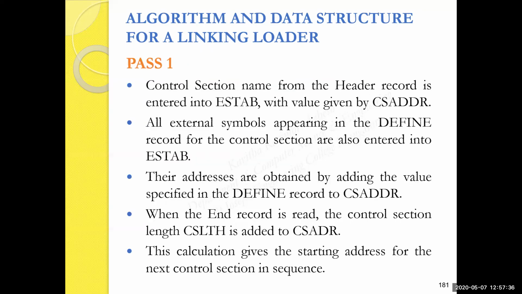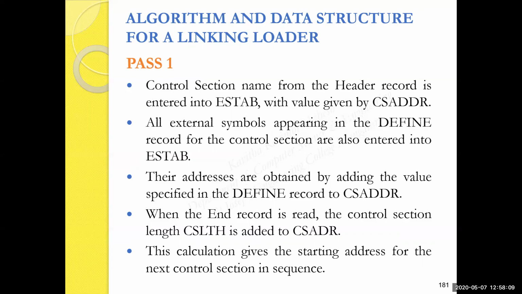During pass one, the control section name from the header record is initially entered into the external symbol table with the value control section address. As I mentioned, control section address represents the starting address for the control section that is currently being scanned by the loader. So when the header record is read, the name of the control section is entered into the external symbol table with the value control section address.